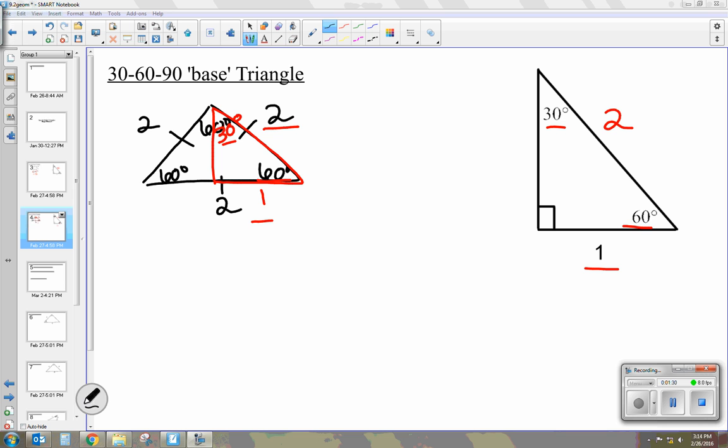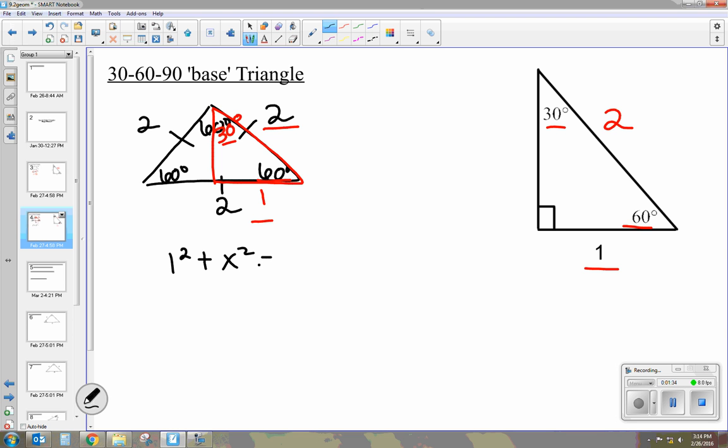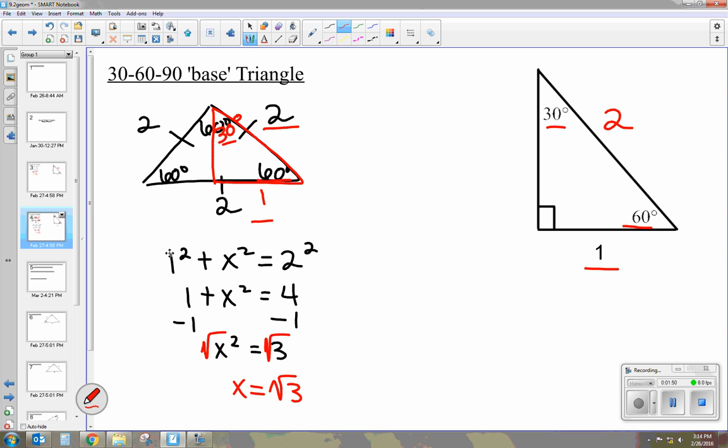And to get the other side, Pythagorean theorem. Square root both sides. We get x equals the square root of 3. So for a 30, 60, 90, the hypotenuse is 2, across from the 30 is 1, and across from the 60 is square root of 3. So we will have to know how to draw that for our problems today.